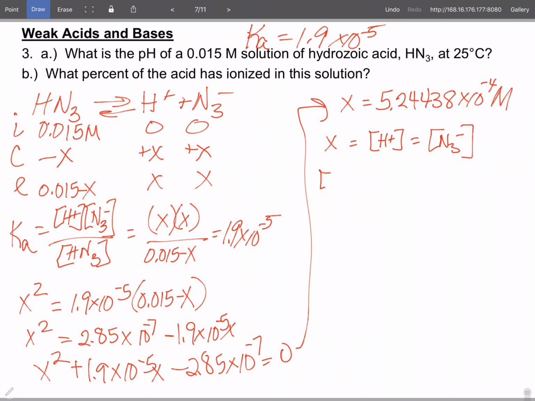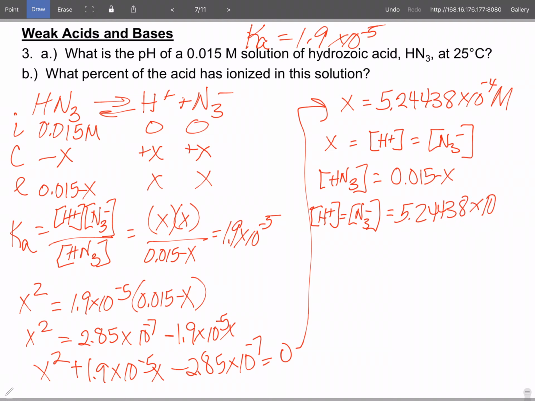And the HN3 concentration is going to be 0.015 minus the x. So that means the H plus is equal to the azide is equal to 5.24438 times 10 to the minus fourth. Now remember, you don't have to rewrite all of this stuff. I'm just walking it through so that there's less confusion.